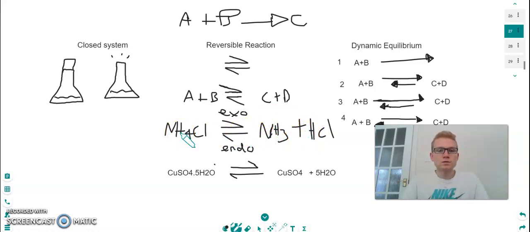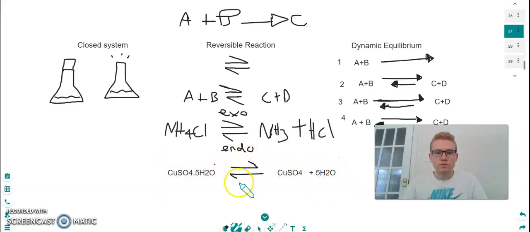Okay, something which is really important to note down is that there's always an exothermic and an endothermic. So if this forward reaction is a thermal decomposition reaction, obviously heat's being taken in, so that's endothermic. But that would mean that the reverse reaction is exothermic. So we're cooling these down, releasing energy.